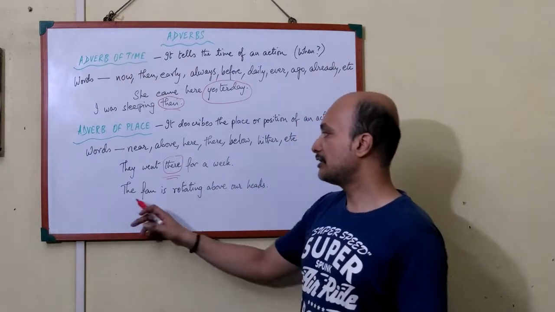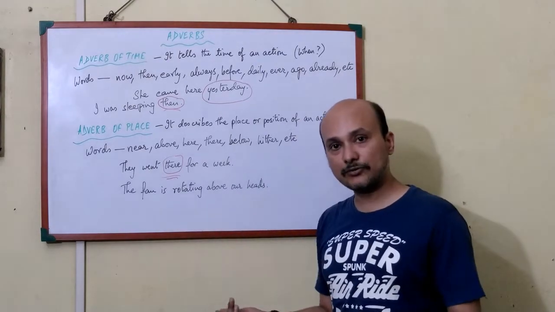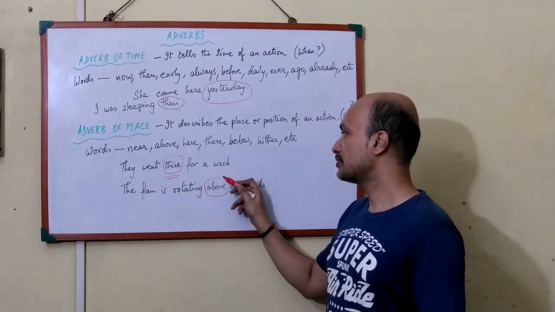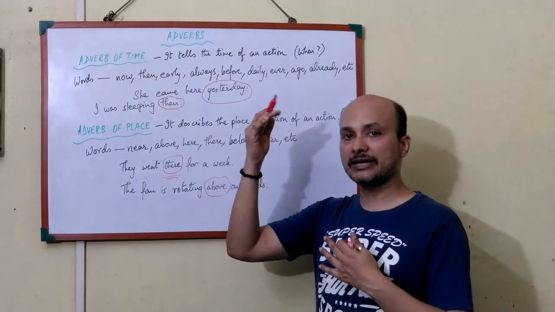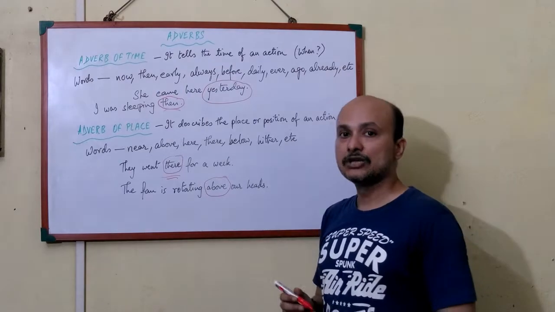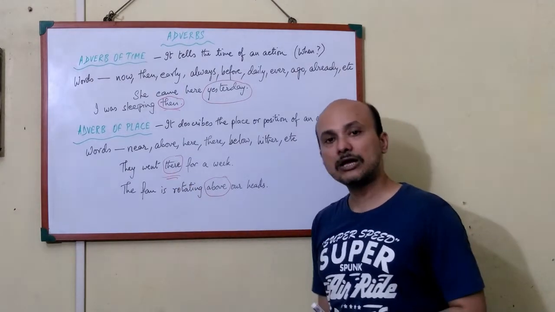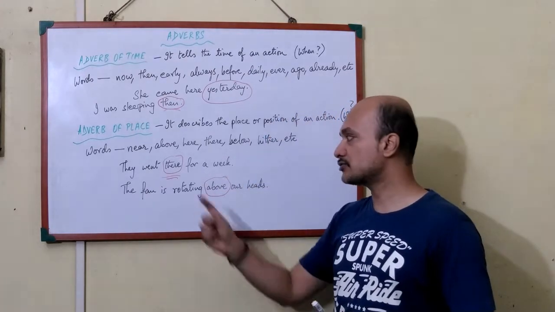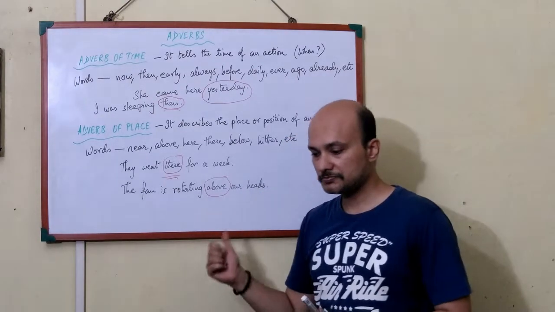There. Next, the fan is rotating above our heads. If I ask, where is the fan rotating? If I ask this question, where? Above our heads. So where in terms of our position? Above our heads, below our heads, beside our heads, where? Above our heads. So it deals with position. This one was about place, this one was about position. Where is the fan? The position of the fan is above our heads. So it is rotating above our heads. Okay, clear?